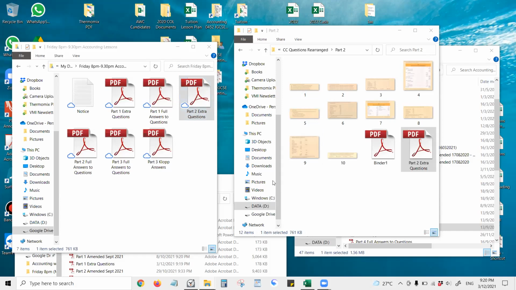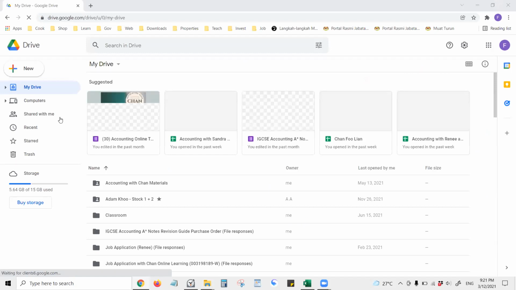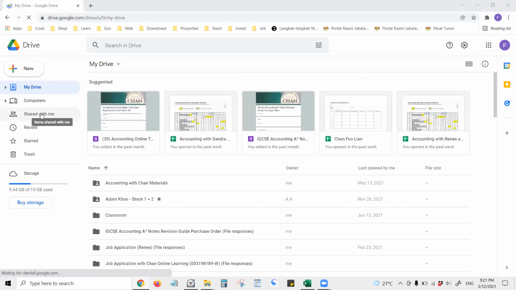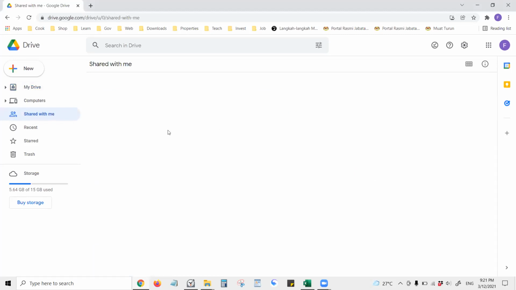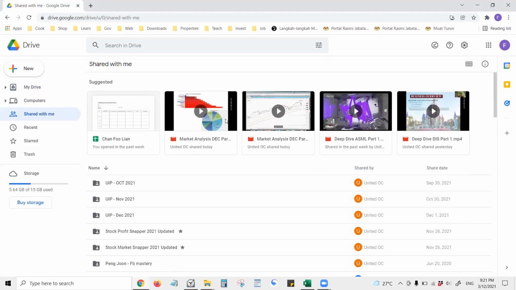Jason, Punkit, Annabelle, you know where to get the file. You go to your Google Drive. Then, good, Punkit, you click Share with me. Then you can see a folder that I shared with you. But not here, okay? Not on my Google Drive here. It's in your Google Drive. Okay, you click Share with me.